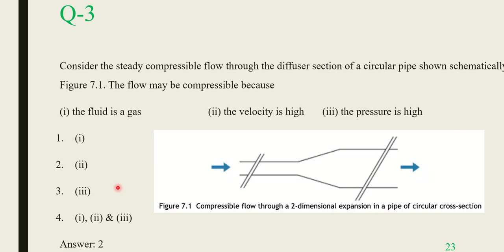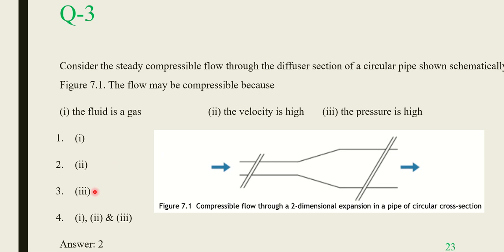Now we'll move on to question 3. It is given that consider the steady compressible flow through the diffuser section of a circular pipe shown schematically in figure 7.1. The flow may be compressible because fluid is a gas, velocity is high, pressure is high. Options given are 1, where fluid is a gas; option 2, velocity is high; option 3, pressure is high; option 4, it is 1, 2 and 3.